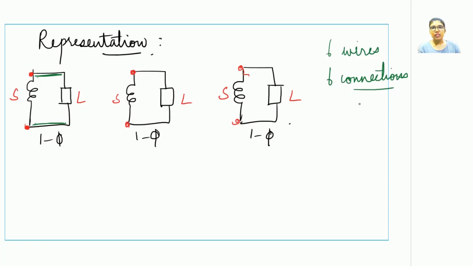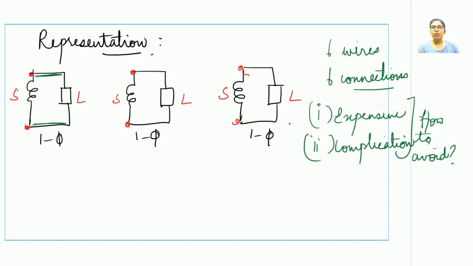Now if we are using 6 connections together to make a three-phase system, it becomes very expensive and it makes the system complicated. So how to avoid this expensiveness and the complications of these 6 connections? In order to avoid these complications, the representation of a three-phase system is done in two ways. One is called a star connection, the other one is called a delta connection.